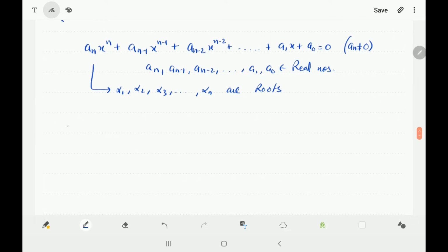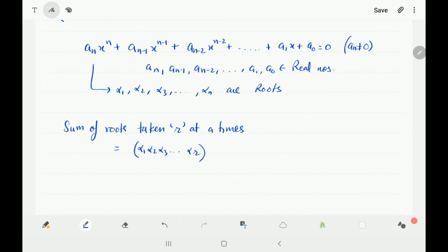Now if I say sum of roots taken r at a time, what that means is I'll be taking the terms alpha 1, alpha 2, alpha 3, and so on to alpha r, in all the groups which contain r roots of the equation. If I take the sum of those, I'll get this term, sum of roots taken r at a time.